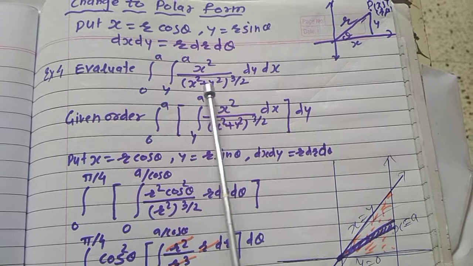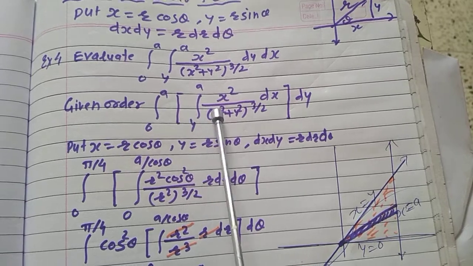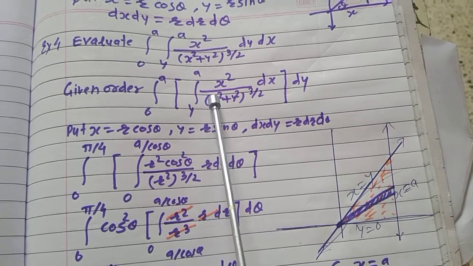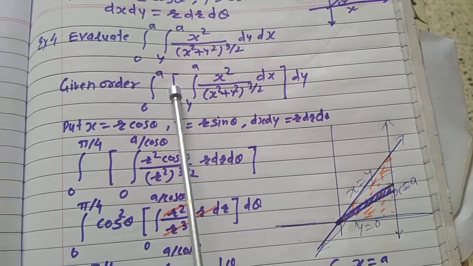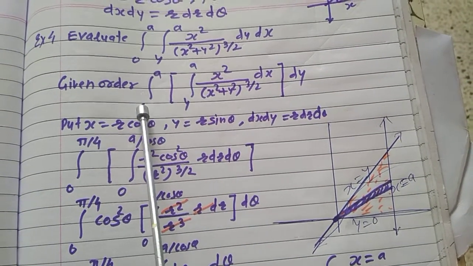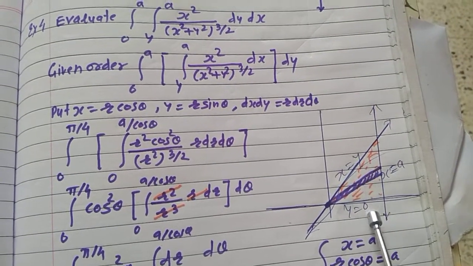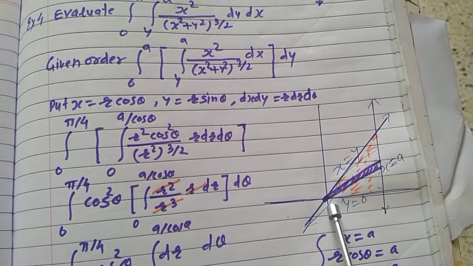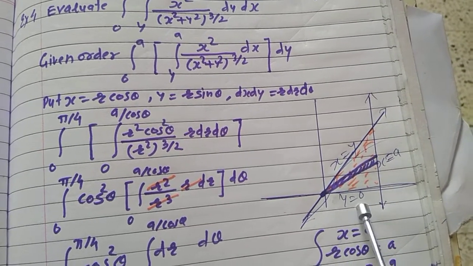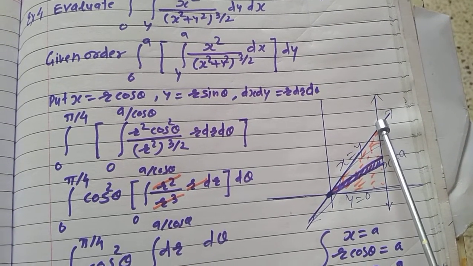So this is my given problem. This is called the given order. Just like in the change the order problem, draw the figure as per the given order before changing to polar form. This is x is equal to y, x is equal to a, y is equal to 0, y is equal to a. So again you will get this region of integration. This is point A.